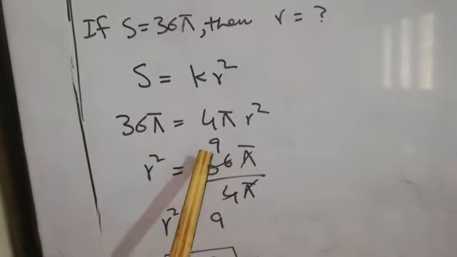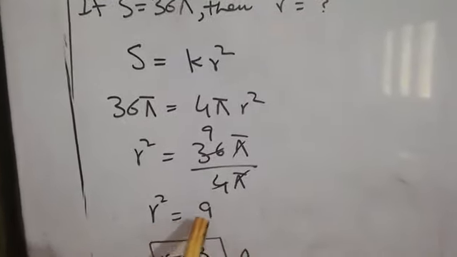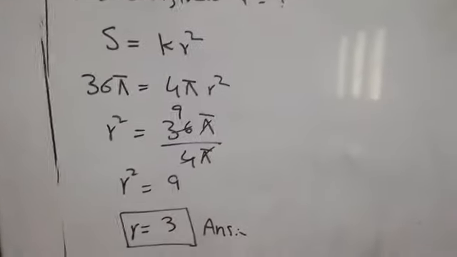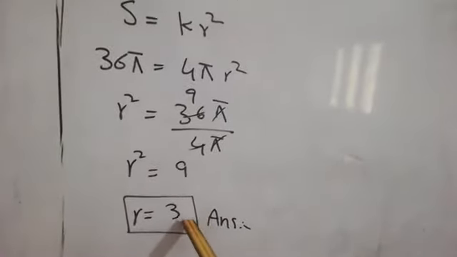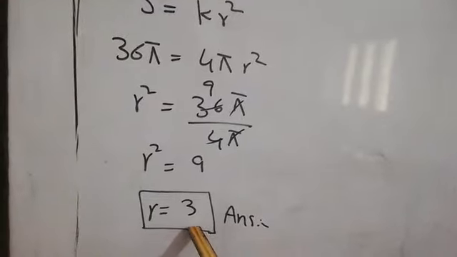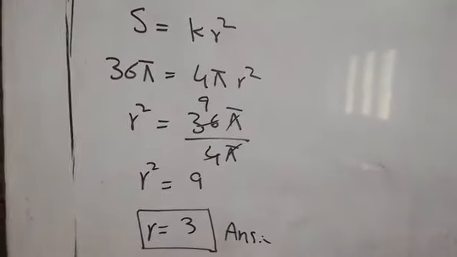4 ones are 4, 4 nines are 36. So R square equals 9. When we take the square root, then we will write R is equal to 3. You know the rule that whenever we take the square root, we get the positive and negative value. But since R is the radius and radius is a length, length can never be negative. So we will put the radius equal to plus 3 only. So ignore the negative value.